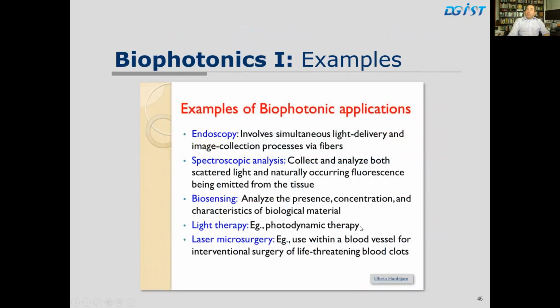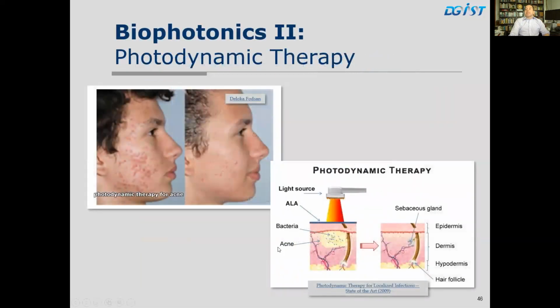Some examples from biophotonics. Biophotonics is using the visible or ultraviolet areas. For example, for endoscopy, you put a tube down the body to image the inside, simultaneous light delivery and image collection by fibers that are inserted into the esophagus or the colon or the urethra. Spectroscopic analysis, so you're looking not just at the visible image, but at specific frequencies, biosensing, light therapy, photodynamic therapy, laser microsurgery are examples.